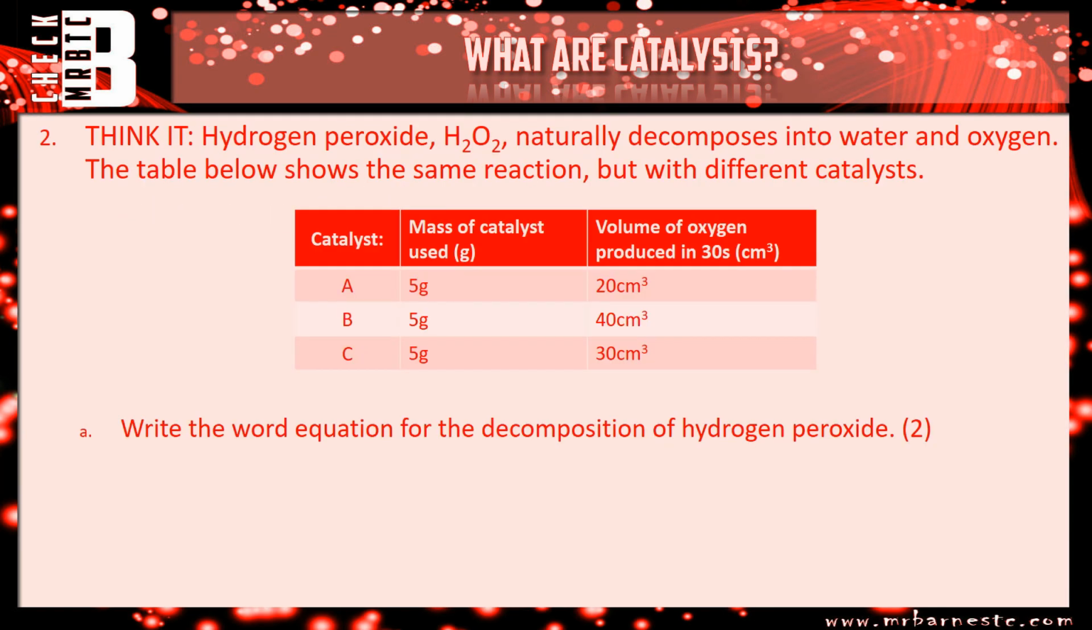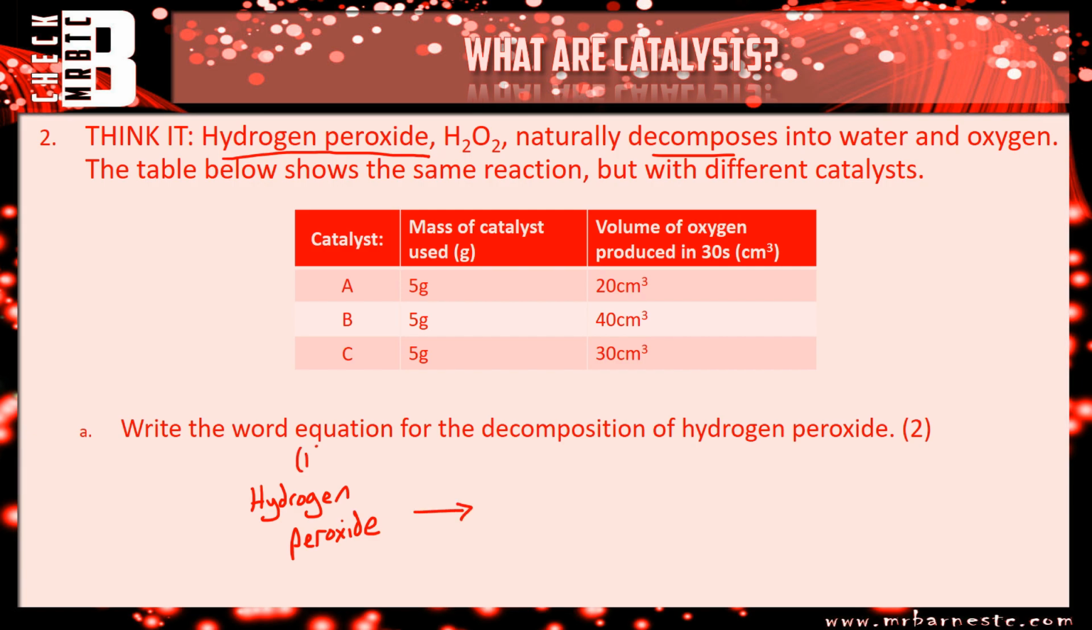Okay, on to question 2. So it's the word equation for the decomposition of hydrogen peroxide. Normally if these are worth 2 marks in the exam, you might be lucky and get 2 marks. Normally it'll only be worth 1. But if it is worth 2, you'll get 1 mark for the reactants and 1 mark for the products.